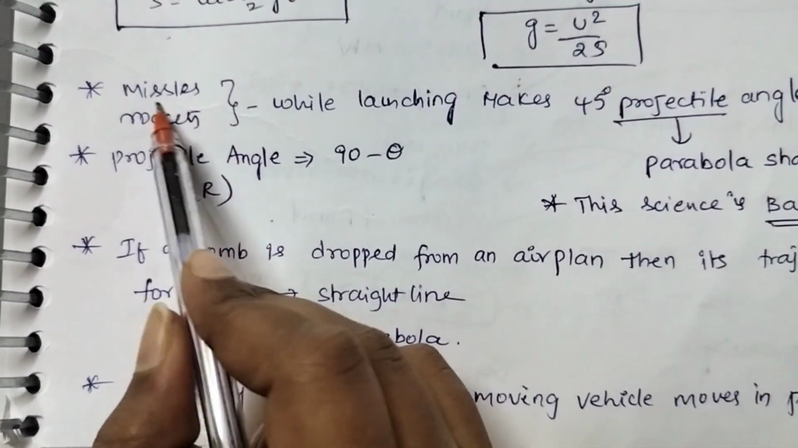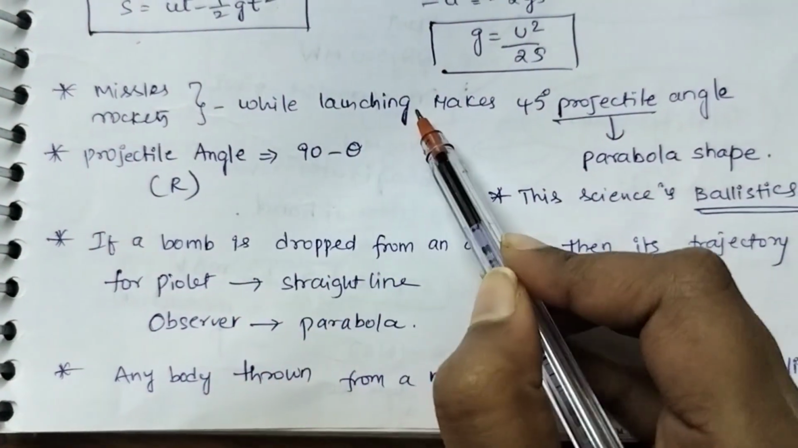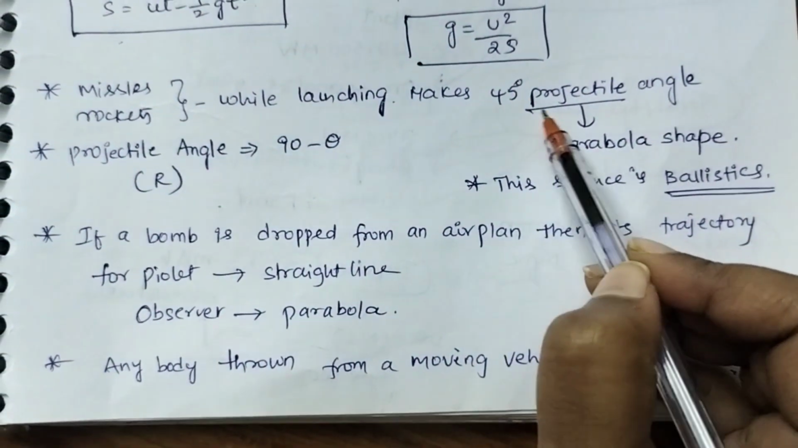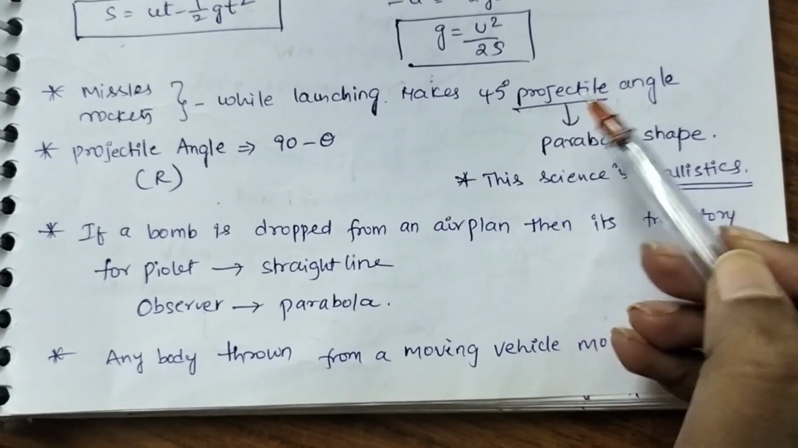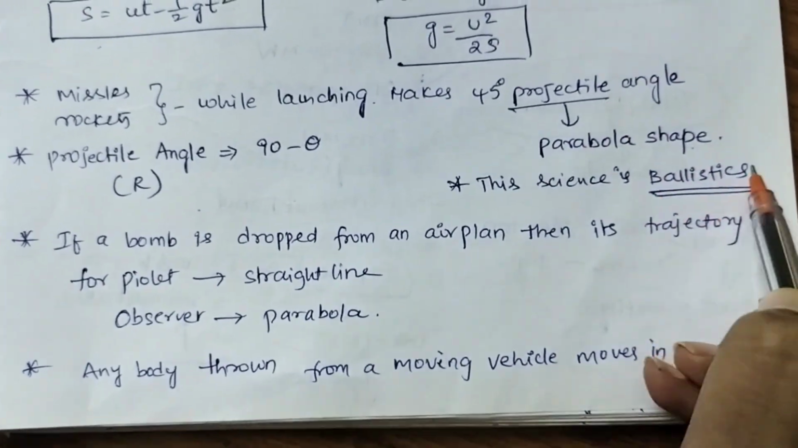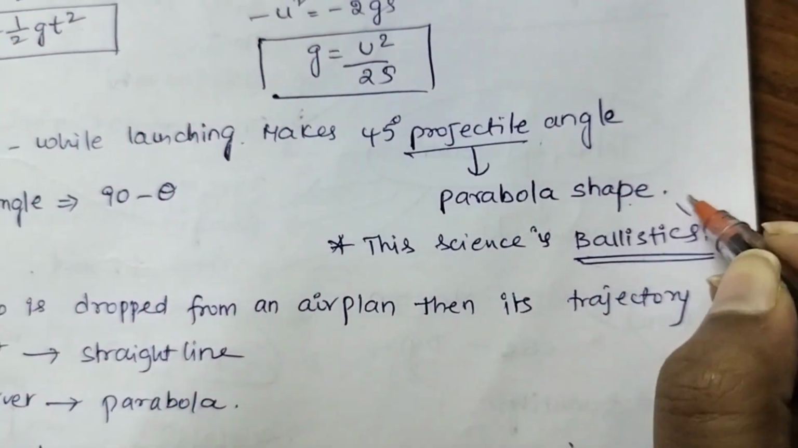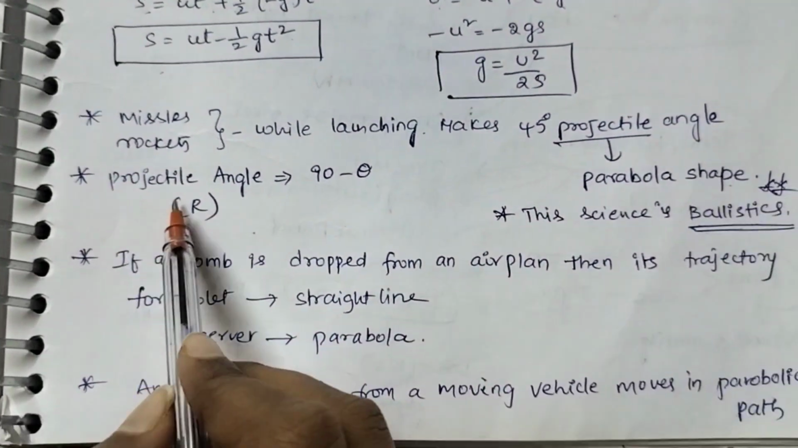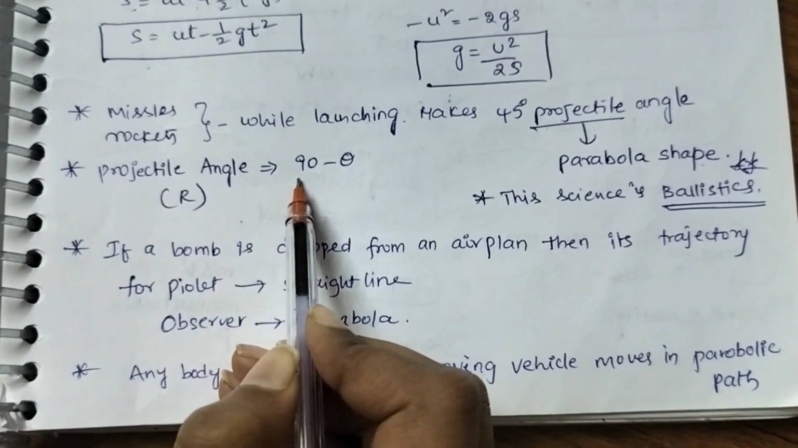Let us see. Missiles and rockets, while launching, make an angle of 45 degrees in projectile shape. Projectile path means parabola shape. This type of science is known as ballistics. Okay. Projectile angle is equal to 90 minus theta.